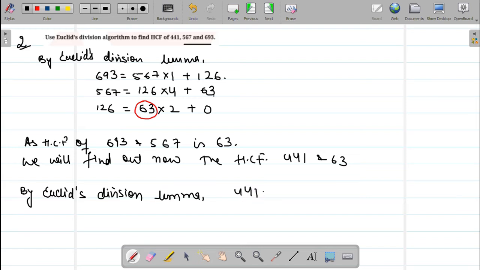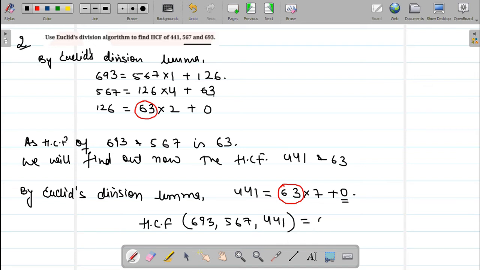441 can be written as 63 multiplied by 7, which gives us exactly 441, so plus 0. So the last divisor is 63, here the first one also, though we are concerned about the last divisor when you get the remainder 0, which you have got in the first step only here. So the HCF of 693, 567 and 441 is equal to 63, which is the highest common factor for all the three numbers.